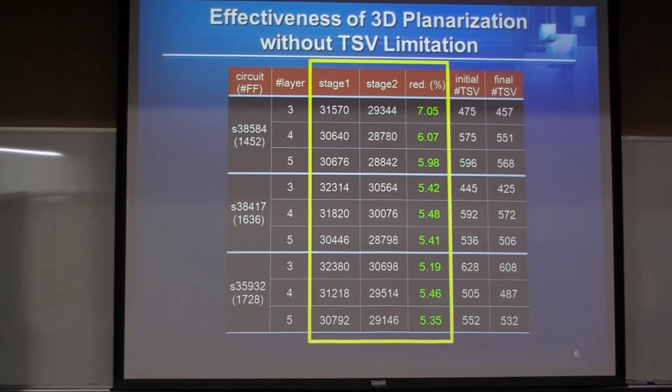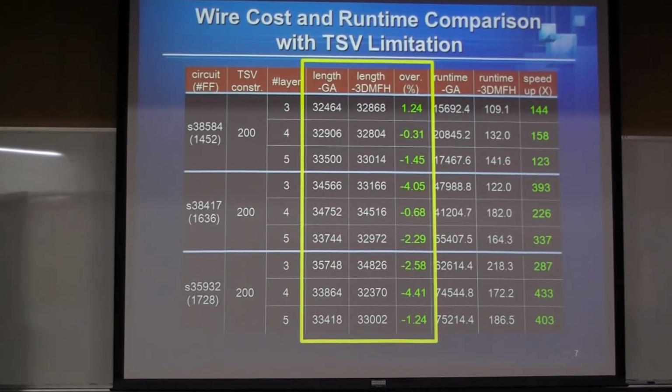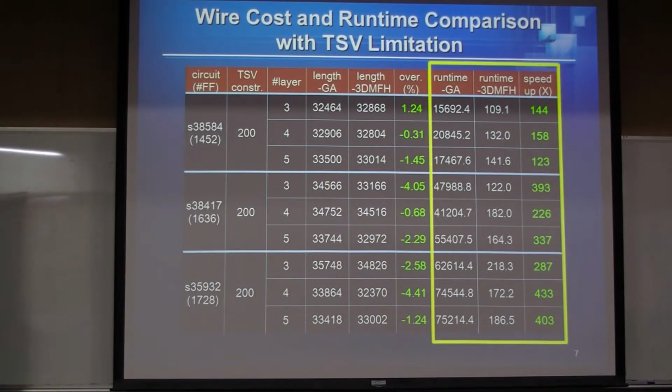After the initial solution found in stage 1, we then used 3D planarization to locally optimize an initial solution, where we achieved an additional improvement on scan stitching wire from 5% to 7%. When TSV's constraints are considered, most cases still had improvements from 0.3% to 4.4%. The improvement in runtime is still by 2 orders at least.